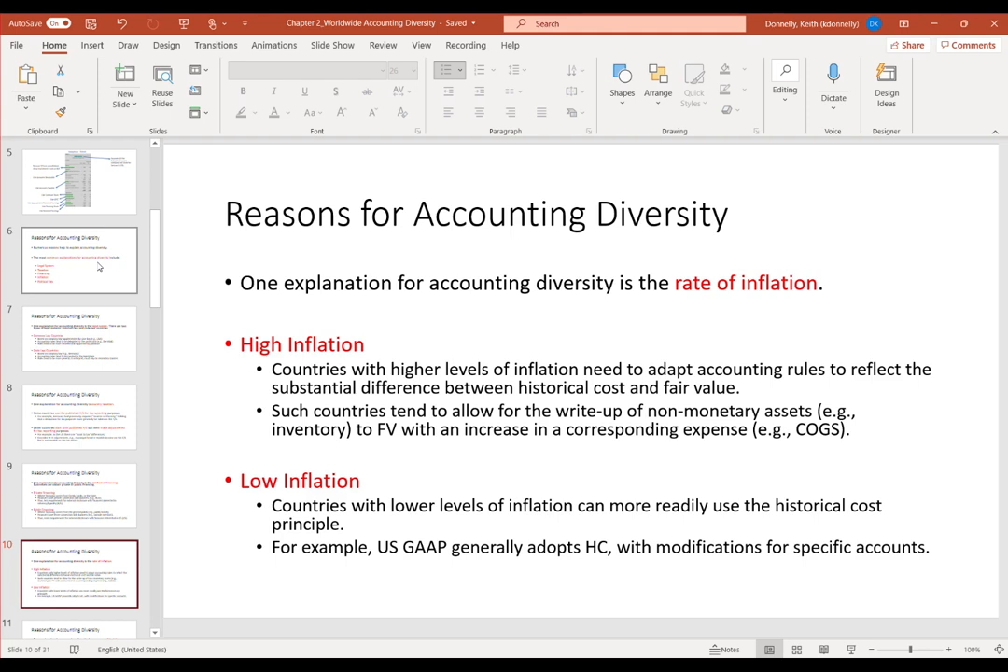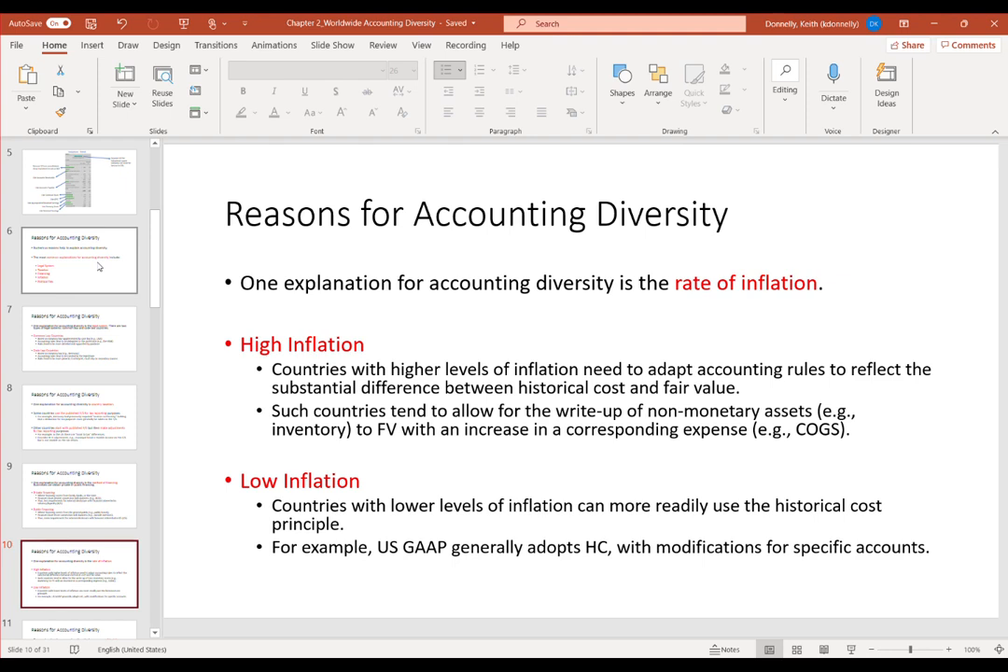Fourth reason here is inflation. So, this could affect how you prepare the financial statements. Basically, countries that have very high levels of inflation, they have to adapt their accounting rules to reflect this fact. You can't just have it necessarily on there at historical cost. If, for example, the inflation is going up 50%, 100% a year, in these cases, a lot of times what happens is countries with high inflation will depart from that historical cost principle and will allow non-monetary assets, so things like inventory, to be subsequently written up to their fair market value.